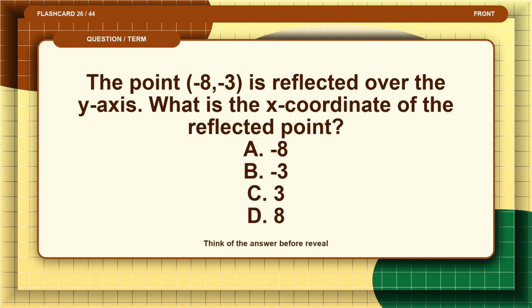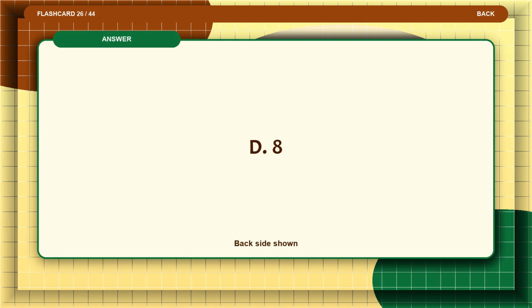Flashcard 26. The point (8, 3) is reflected over the y-axis. What is the x-coordinate of the reflected point? A. Minus 8. B. Minus 3. C. 3. D. 8. Think of the answer before the reveal. The answer is D. 8.